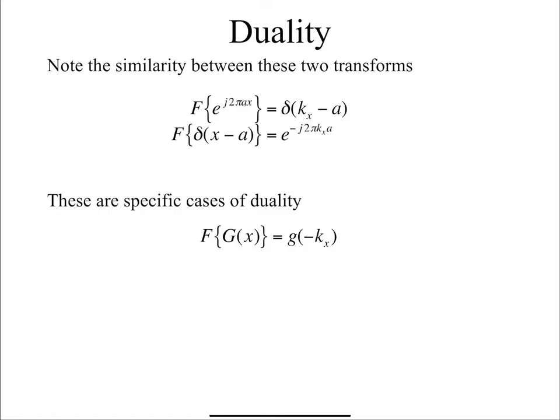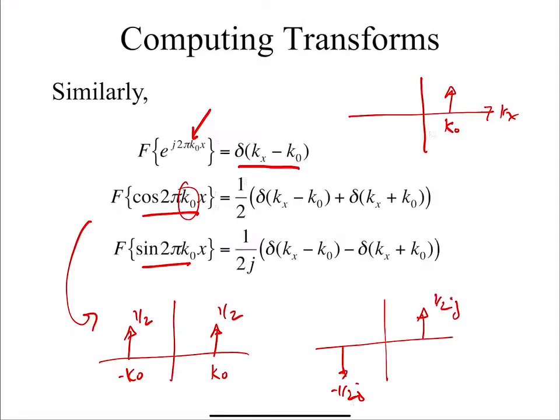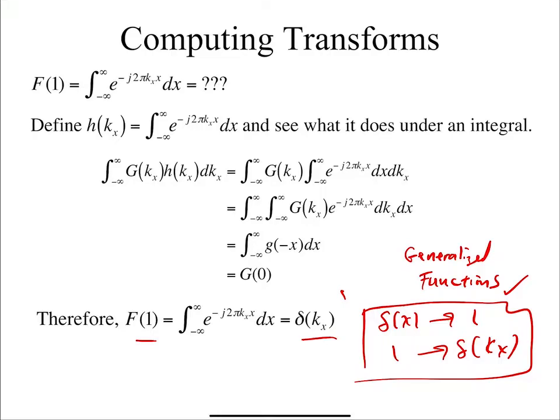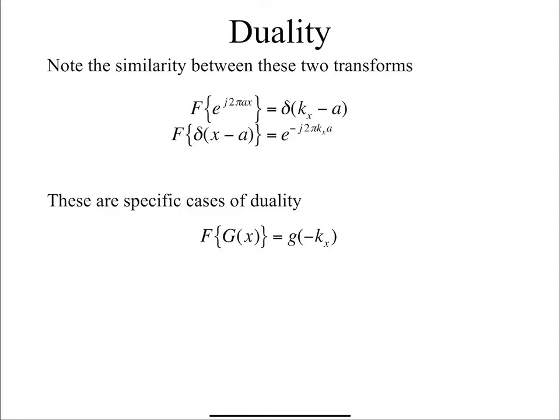Okay, so one thing to remember is this thing called duality. We've already seen this because we saw delta goes to 1 and 1 goes to delta of kx, right? It means if you know how things go one way, you have a clue as to how things go the other way. So that's a nice thing about the Fourier transform. For example, I know that e to the j 2 pi ax goes to delta of kx minus a, okay?